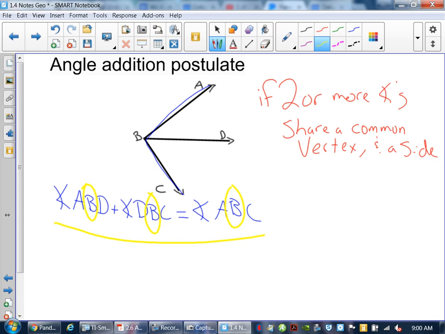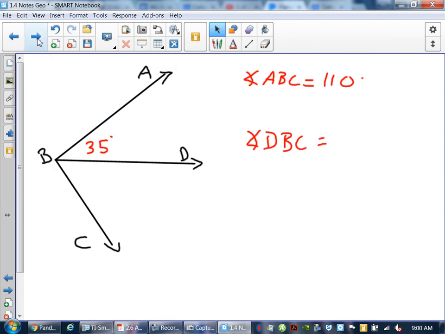Okay? Let's try another one. Can we do like an example now? We're getting there. For example, we have the exact same diagram, and we just filled in some random numbers.